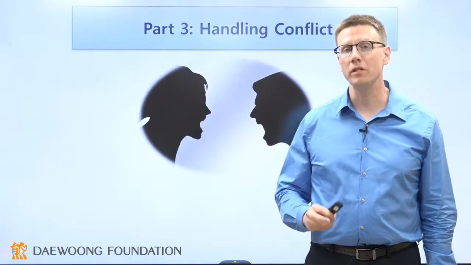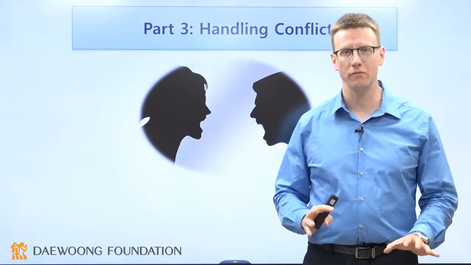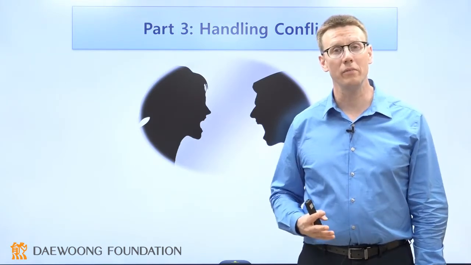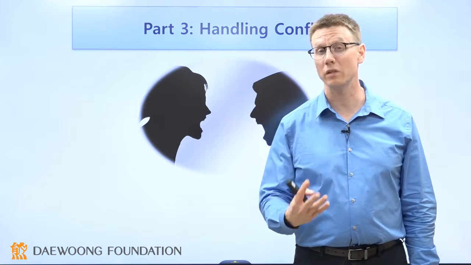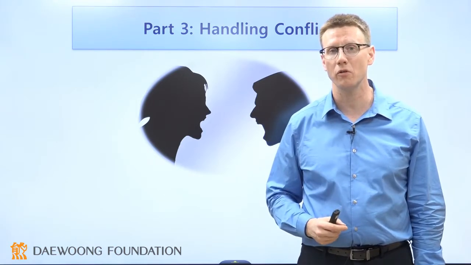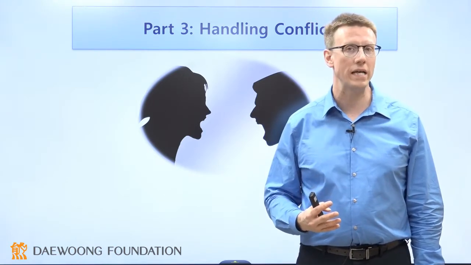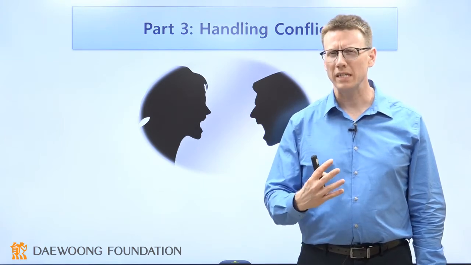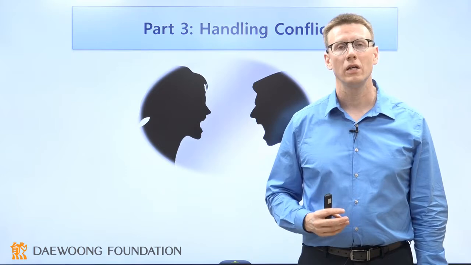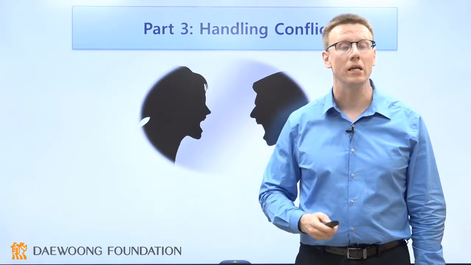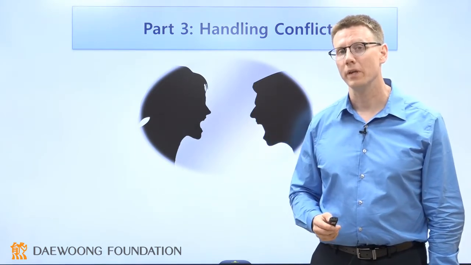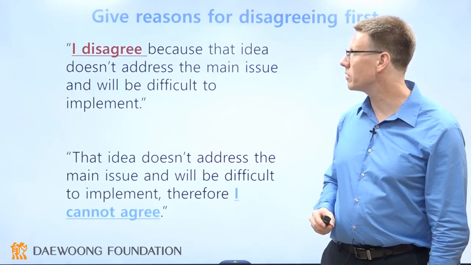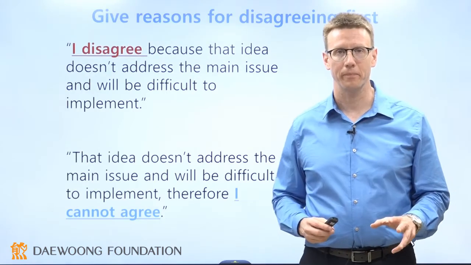So today we're going to be talking about how to handle conflict. So when you have disagreements, when you have maybe a difficult issue that you're having to discuss with someone, what are some effective ways to handle conflict and also to try to make sure that things don't become too emotional? And how can we effectively disagree with others as well? So the first skill we're going to look at is how to disagree.